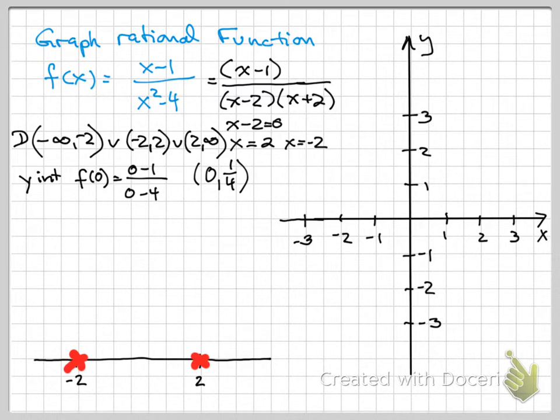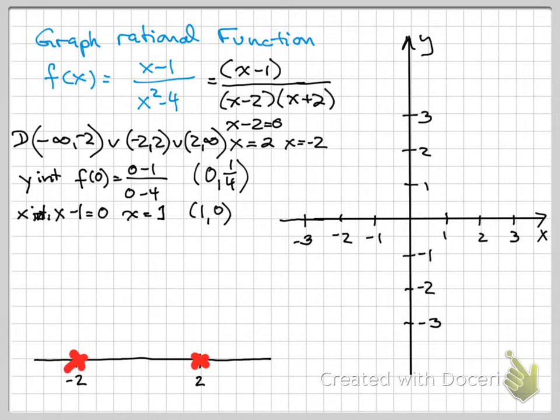Now to find the X-intercept, we set the numerator equal to 0. So x minus 1 is equal to 0. That gives us x equals 1. So we have a zero here, that would be at (1, 0).